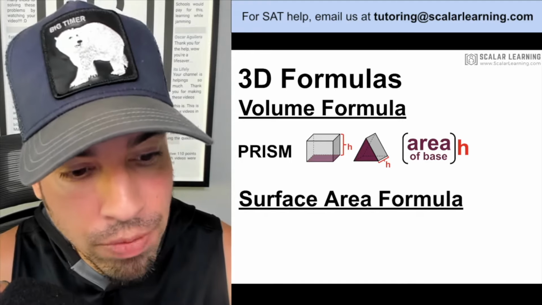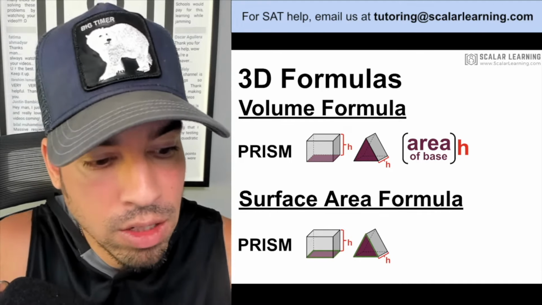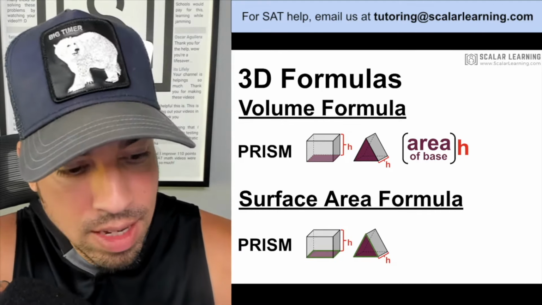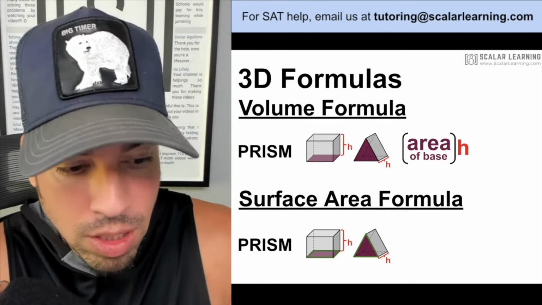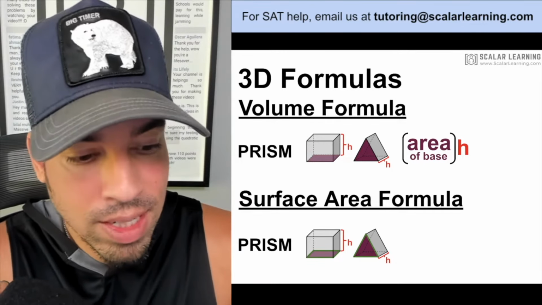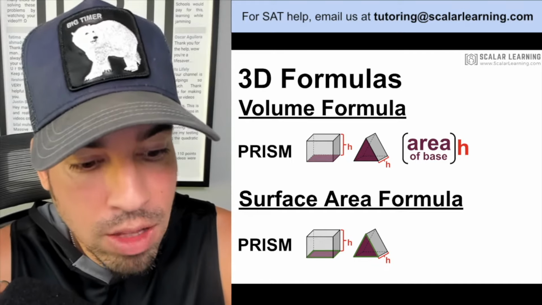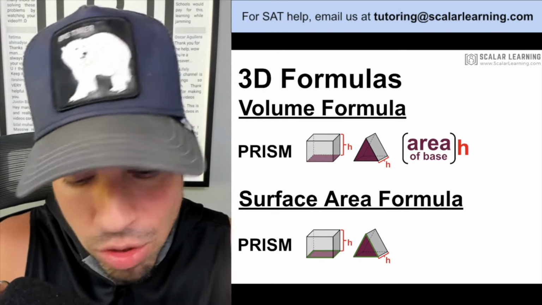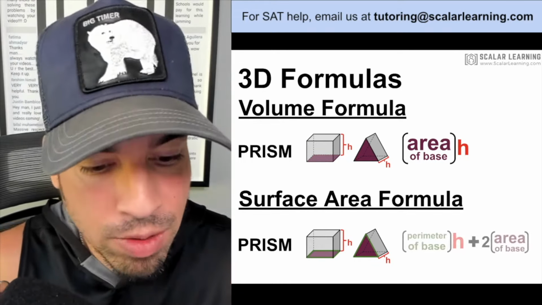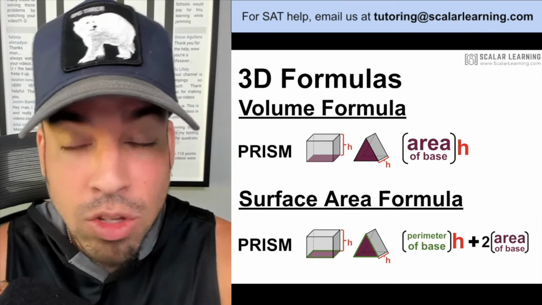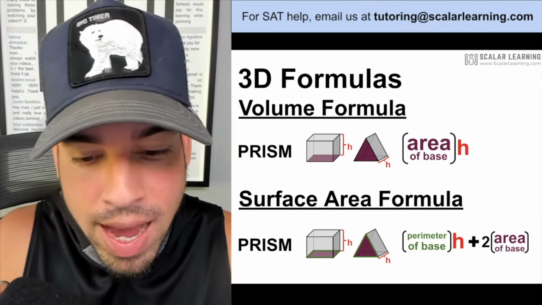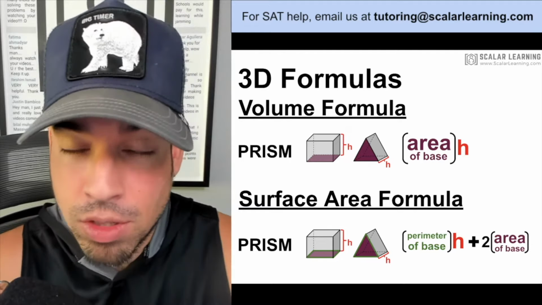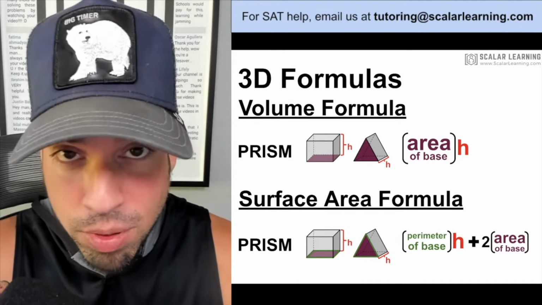Now we talk about surface area of a prism. So again, the surface area is the area of every single face. You see with that rectangular prism, we have 6 faces, right? With that triangular prism, we only have 5 faces. The way to calculate this is, if you take the perimeter of that base, you multiply it by the height, and then you add 2 times the area of the base. Regardless of the type of prism, this will work.